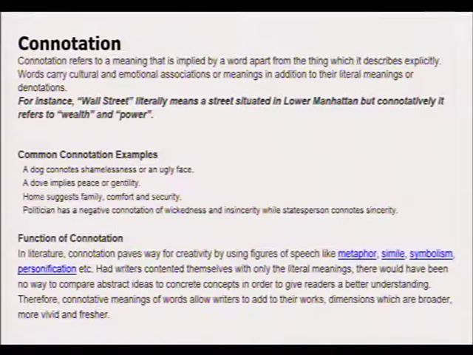Had writers contented themselves with only the literal meanings, there would have been no way to compare abstract ideas to concrete concepts in order to give readers a better understanding. Therefore, connotative meaning of words allows writers to add to their works dimensions which are broader, more vivid, and fresher. So it colors your writing in. It makes it just more exciting if you can use connotation well.